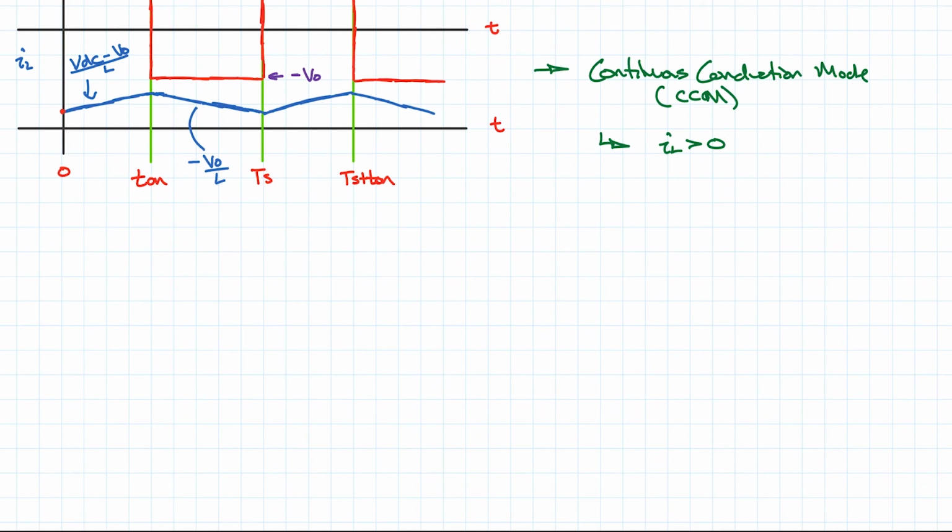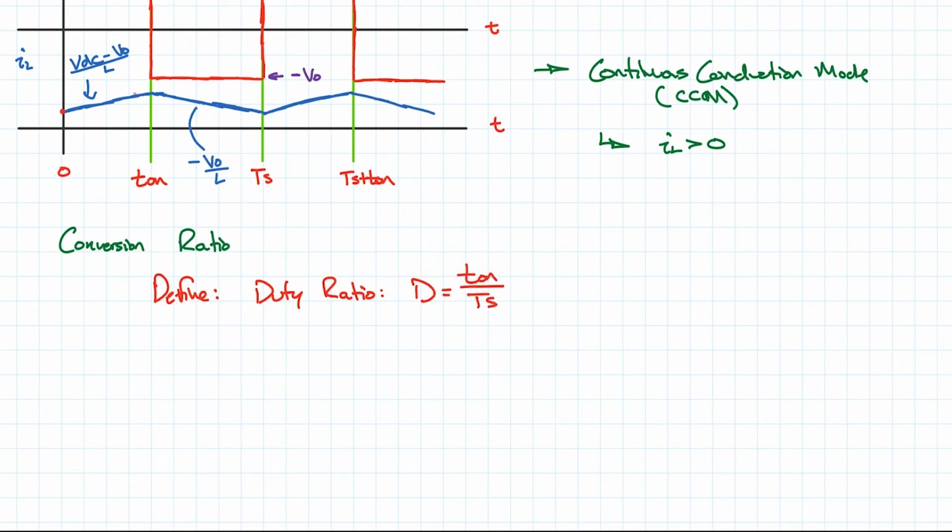So we're almost done with this analysis, but we want to do one more thing, and we want to determine what is called the conversion ratio. So the conversion ratio relates the input to the output. So we want to know, how are the input and the output related? How can we control the input and the output? So let's define what we call the duty ratio. We call this duty ratio D as being T on divided by TS. So the fraction of how long the switch is on versus how long the period is.